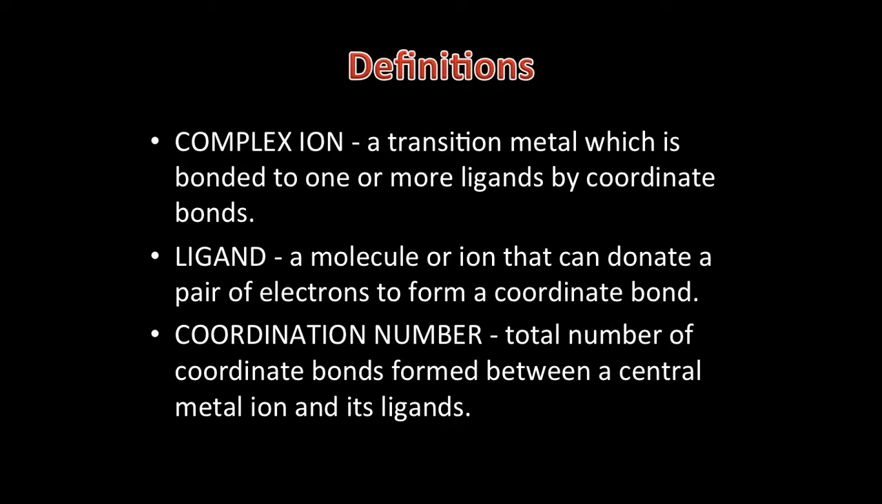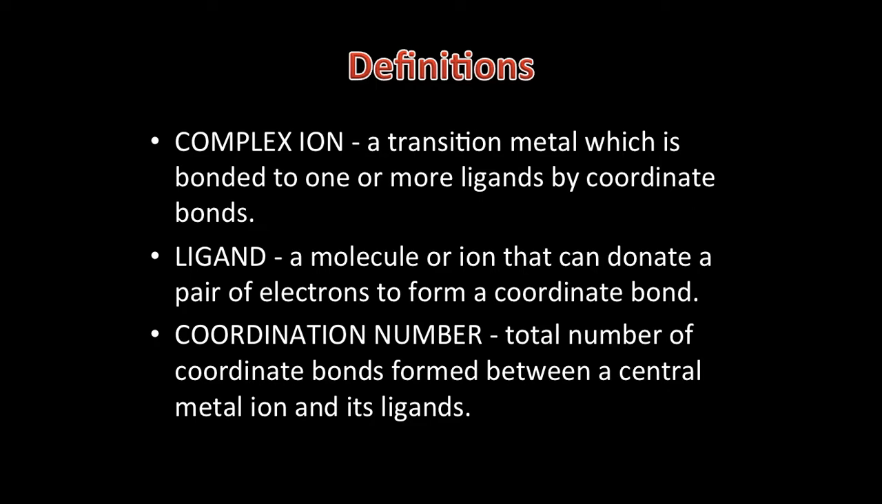To begin with, we're going to go over some commonly asked exam definitions. Transition elements often form complex ions. These ions consist of a central transition element ion surrounded by ligands. A ligand is a species that forms a dative covalent bond with the transition element ion. Remember that a dative covalent bond is where both electrons are donated by the same atom.